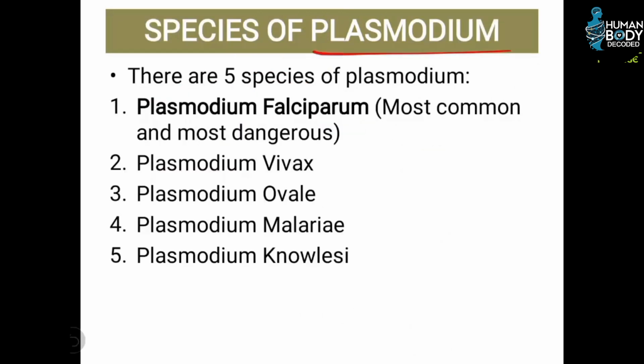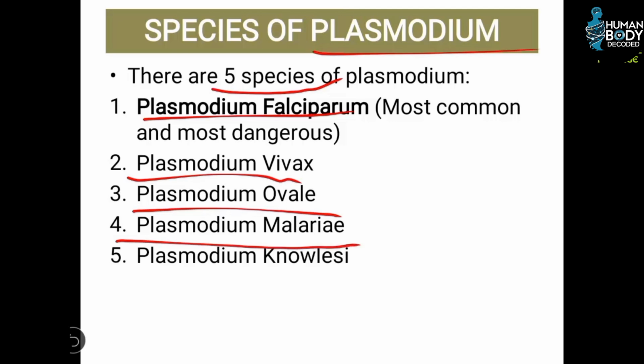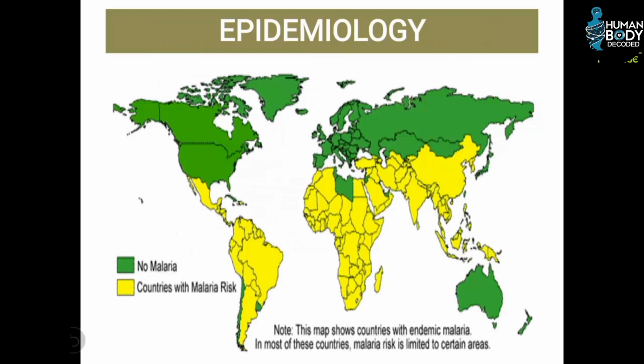Species of plasmodium. There are 5 species of plasmodium that cause malaria. Plasmodium falciparum. This is the most common and dangerous species. Plasmodium vivax. Plasmodium ovale. Plasmodium malariae. Plasmodium knowlesi.